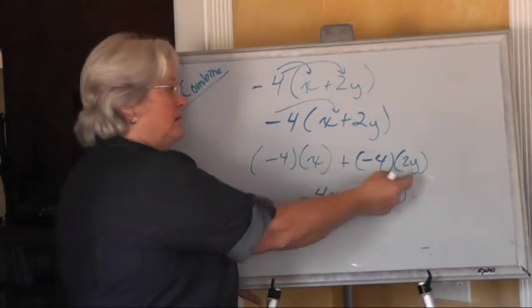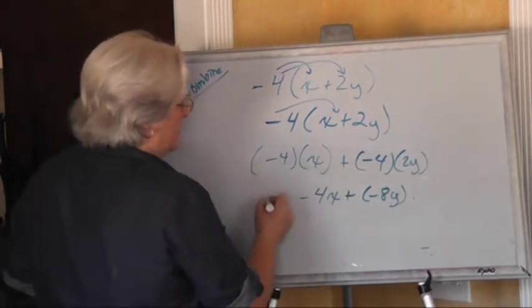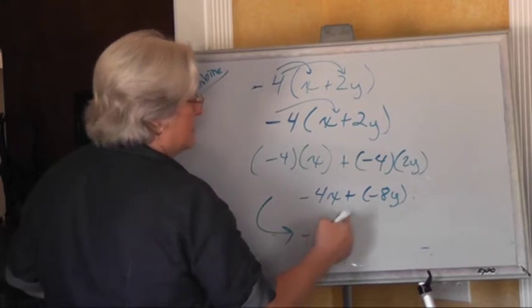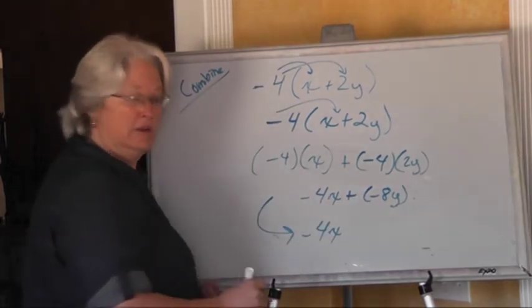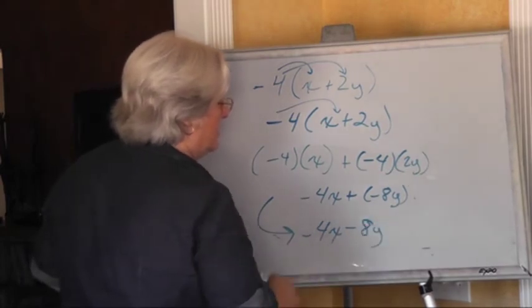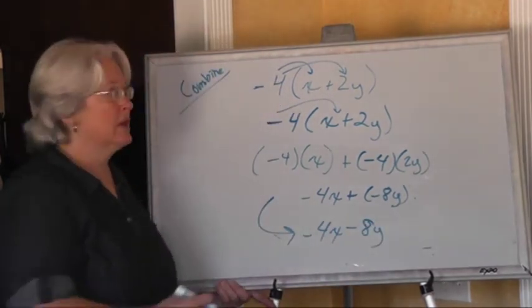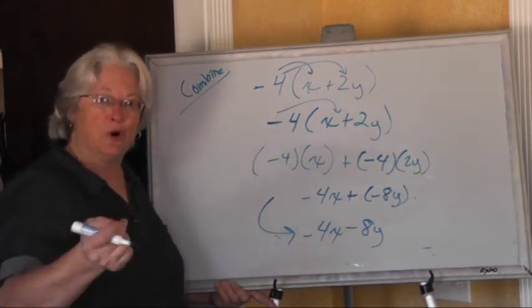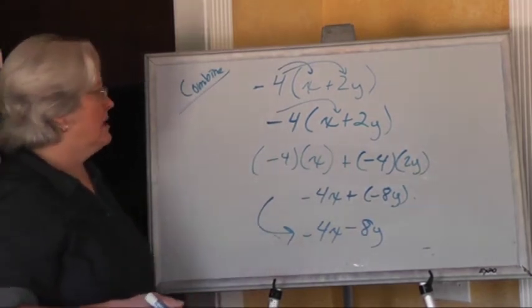We're adding a negative product. This can also be written as minus 4x. To add a negative is the same as subtract minus 8y. Okay, look at that. Make sure you understand what's going on. Use that little pause, rewind, replay.